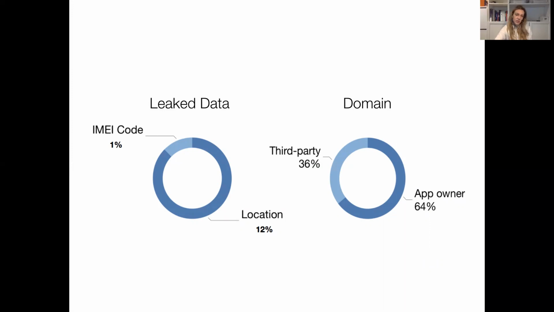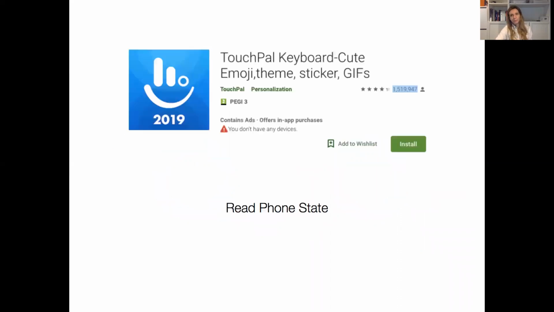This information is sent most of the time to app-owned domains, in 64% of the cases, and to third-party domains in the remaining cases. By analyzing the descriptions of these apps, we discovered that none of the apps that leak data would need the information that they are gathering. To conclude, we would like to present a couple of interesting case studies.